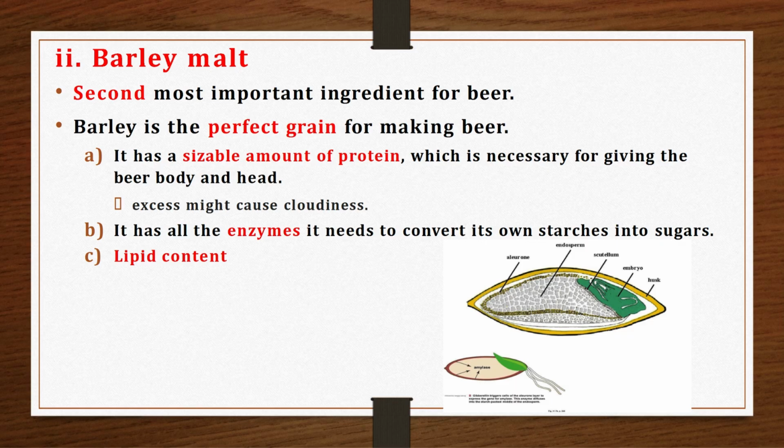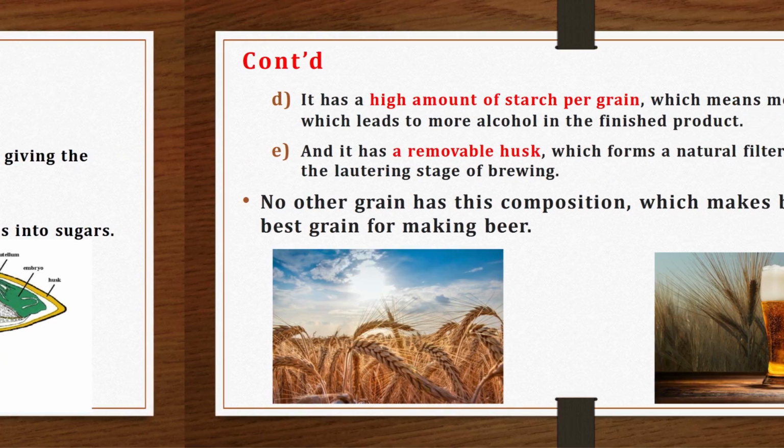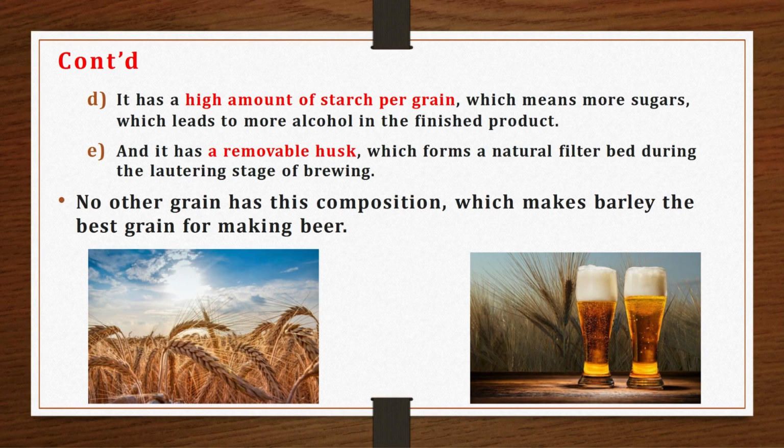Next up is barley malt, the second most important ingredient. Barley is considered the perfect grain for making beer, and for several key reasons. A. It has a sizable amount of protein which is necessary for giving the beer body and head, though excess might cause cloudiness. B. It has all the enzymes it needs to convert its own starches into sugars. C. And it has a lipid content. Let's continue with the advantages of barley.